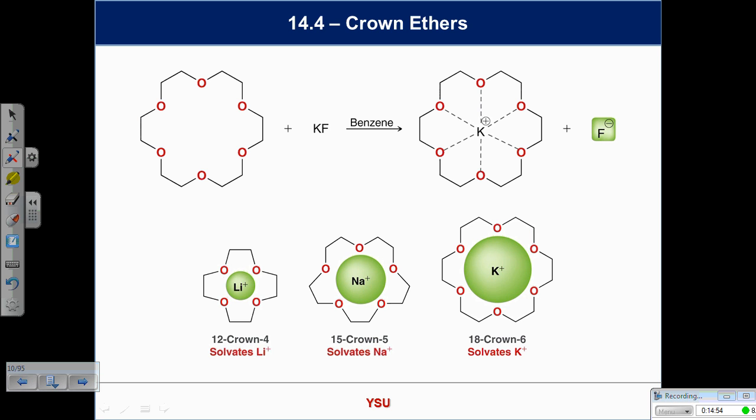You have this platform in which a metal can sit inside. So here's the example where you want to solubilize your material. KF is not very soluble in very much. It certainly isn't soluble in benzene on its own. It's a very, very polar salt.